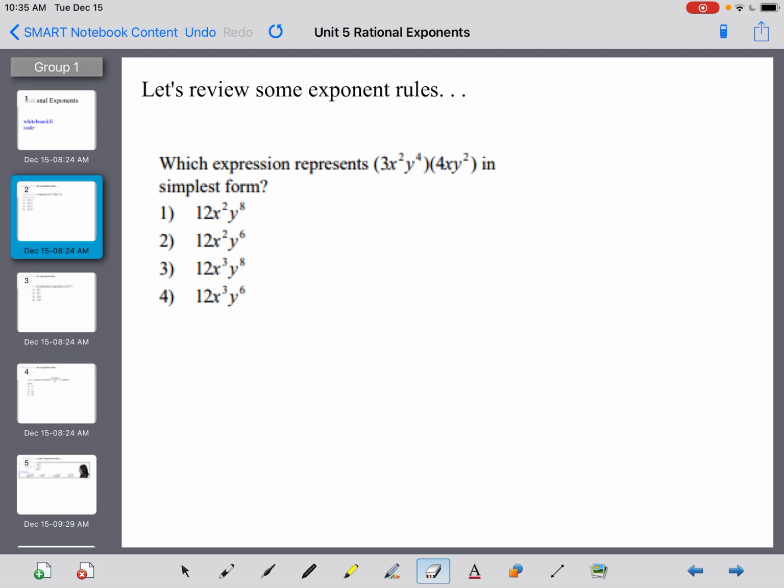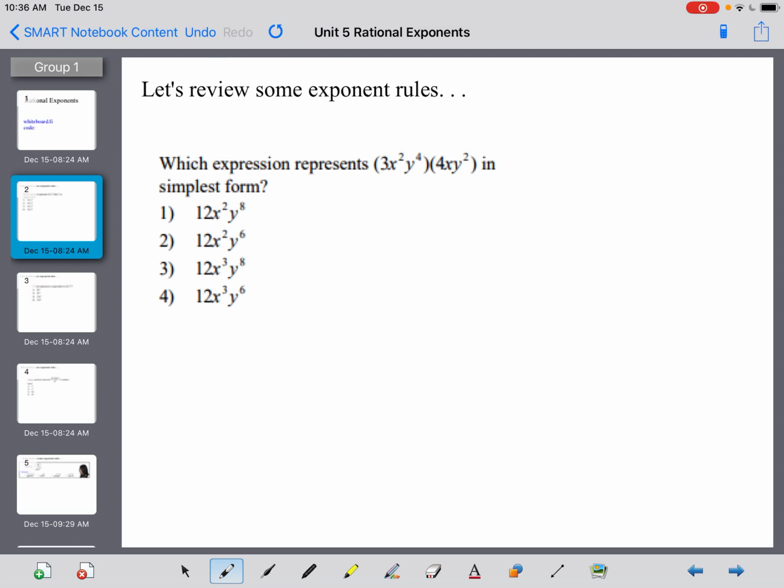In this video, we're going to review some exponent rules that you have learned previously in Algebra 1. We're going to review the product rule, the quotient rule, and the power rule. So let's take a look at this first question. It's asking us which expression represents this product in simplest form.